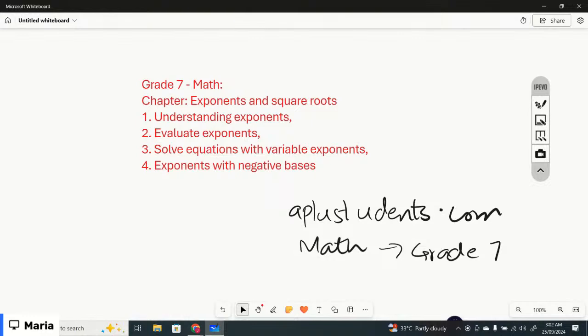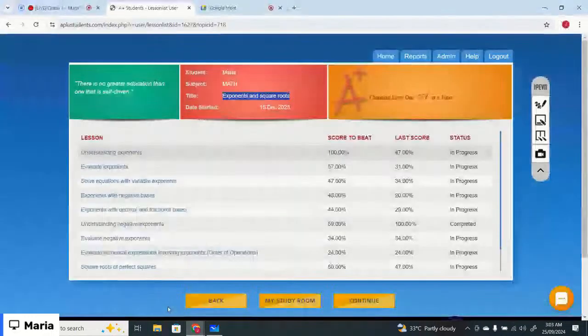We're going to start with the chapter exponents and square roots, and the lessons we're going to cover today are understanding exponents, evaluate exponents, solve equations with variable exponents, exponents with negative bases. So please make sure you have your notebook and pencil so that you can note down the important examples and definitions as well.